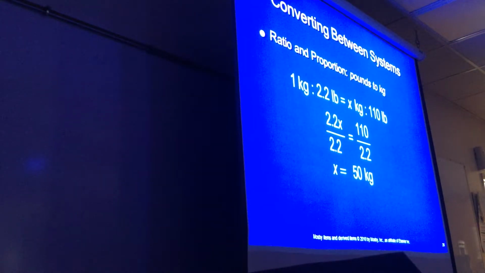Now, converting between systems, ratio and proportion, so we can use pounds to kilograms. So we know that 1 kilogram is equal to 2.2 pounds. So we know that X kilograms is 110 pounds. If we know 3 of the 4, we can do the math, right? So doing the means and extremes, we have 2.2x is 110. And then we divide by 2.2 and divide by 2.2 to get our X equals 50 kilograms. Make sure that that doesn't turn out to be 50 pounds, because 50 pounds is definitely not 50 kilograms. Another common mistake, okay? So make sure you follow what's being asked for.